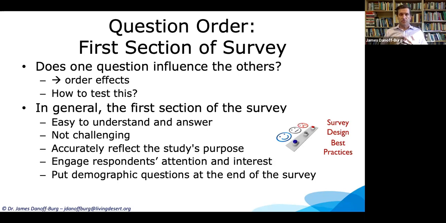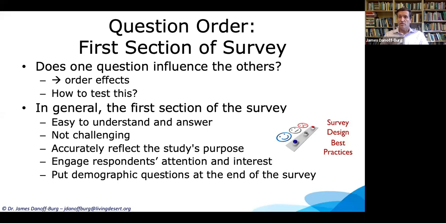So I usually personally put the easy questions at the front end, those that are easy to understand and answer. Ask them questions that are not very challenging. Tell me how you feel about wildlife on a scale of 1 to 5. Are you glad that there's wildlife nearby? How much would you agree or disagree with these statements? Make certain that they accurately reflect the study's purpose. You're not, as part of that social contract again, you want to be open and honest and direct with them, but you don't want to put in questions that would maybe be misleading or make them think that you're asking or promising something else, right?